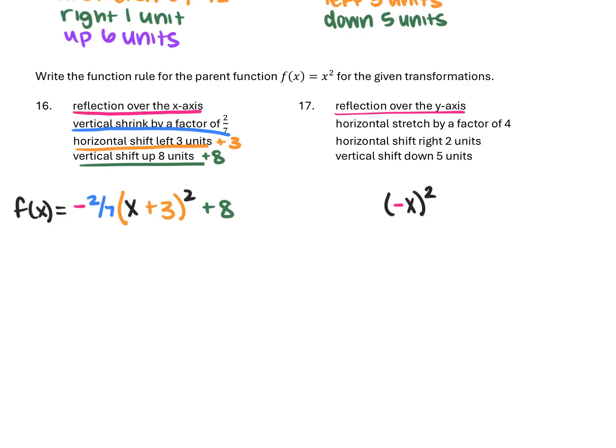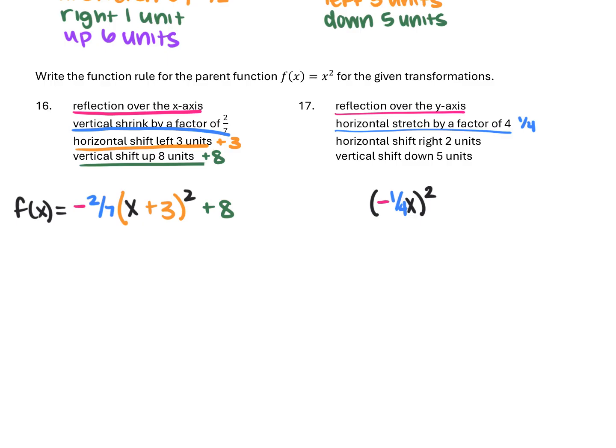From here, you are horizontally stretching by a factor of 4. You're going to take this 4 and take the reciprocal of it because it's happening horizontally. So that 4 is going to turn into 1/4. That 1/4 goes directly in front of your x behind your negative. So I'm going to move your negative and your parentheses over, put the 1/4 directly in front of your x, the negative in front of that, and close the parentheses.